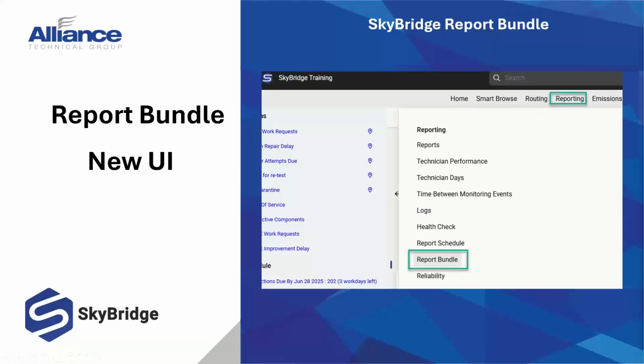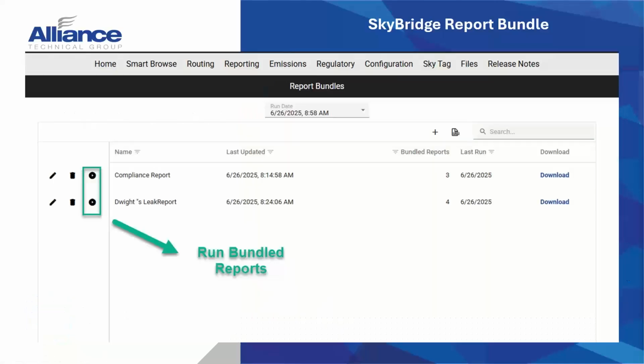Okay. So you're going to click on that. Once you click on that, you're going to get the ability to add the reports that are going to be bundled up. So first of all, you're going to add and then name the report, and then you're going to add all the reports that you want to bundle together. Now, this is just showing something that's already been created. This is the compliance report, and I've got 3 reports there. This is my leak report, and I have 4 reports here.